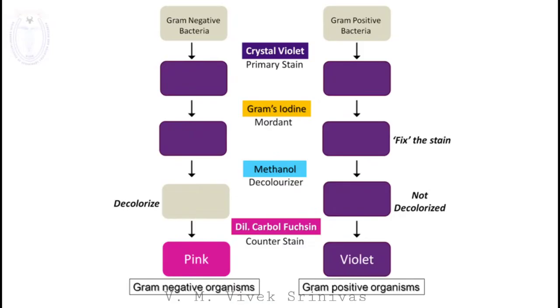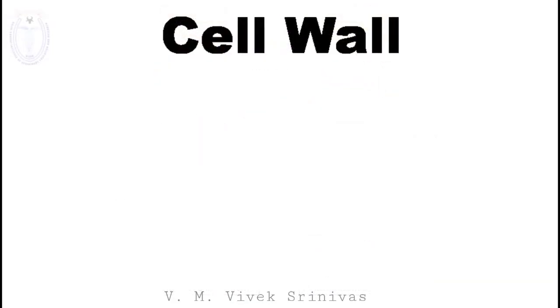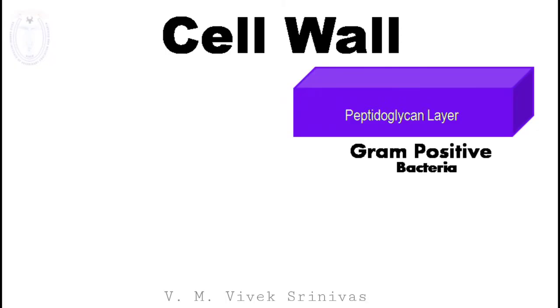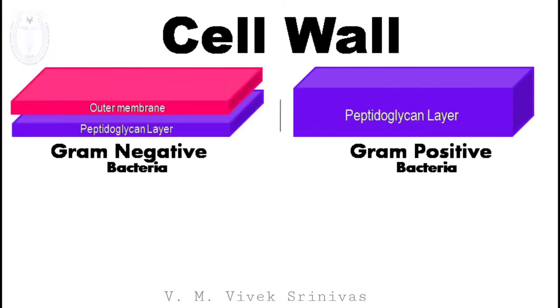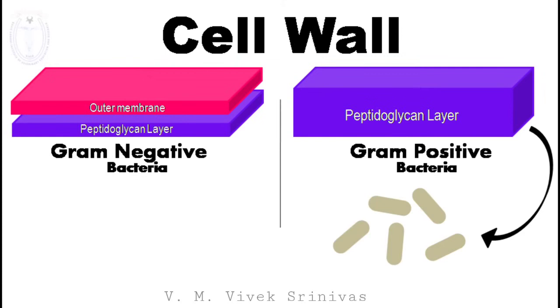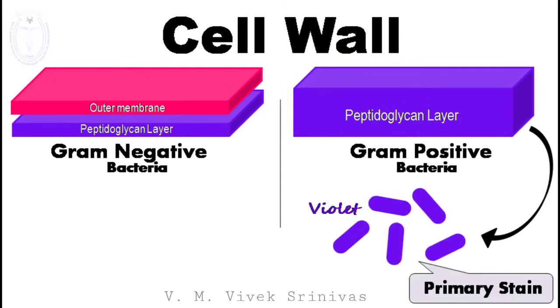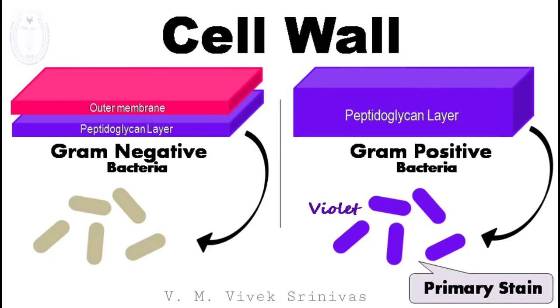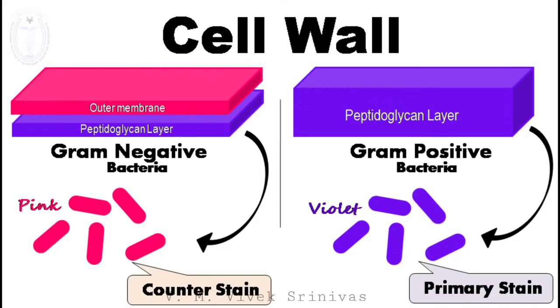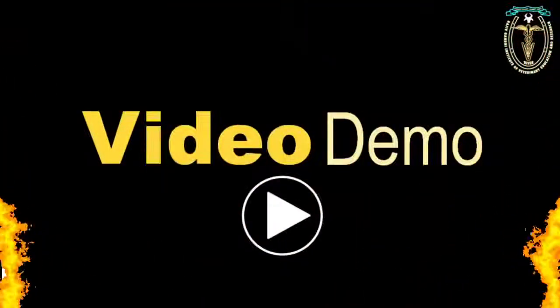This color difference is due to the difference in their cell wall constituents. The gram-positive bacteria have the thick peptidoglycan layer, but the gram-negative bacteria have the thin peptidoglycan layer. So, the gram-positive bacteria fix the primary stain, and they appear deep violet. But the gram-negative bacteria do not fix the primary stain, get easily decolorized, and take the counterstain. So, they appear pink.